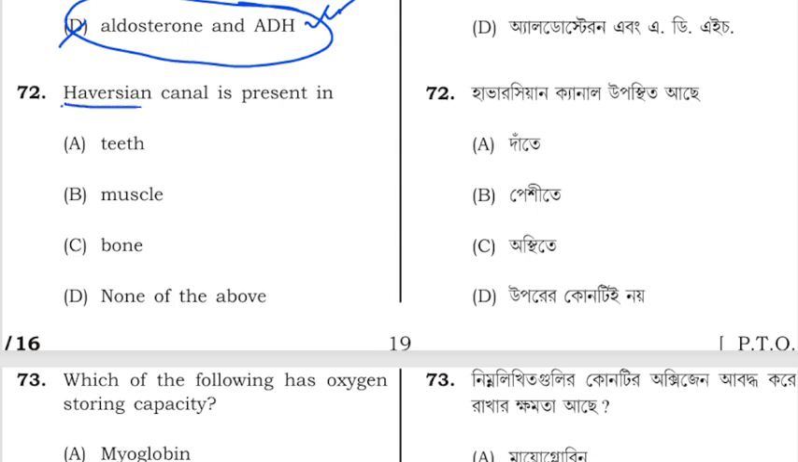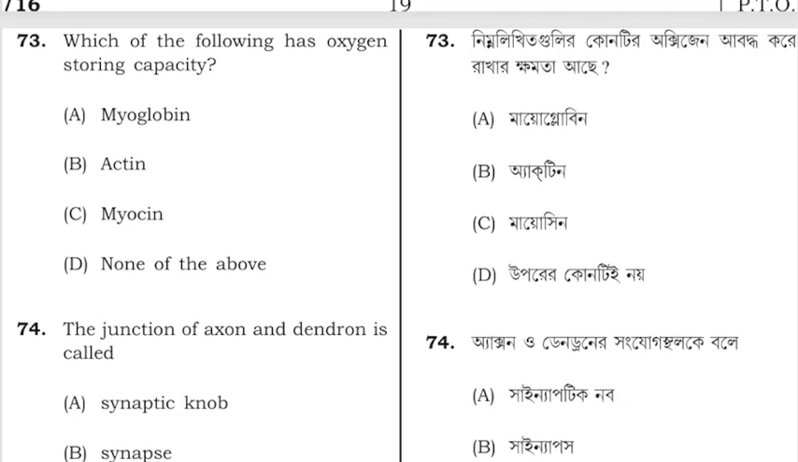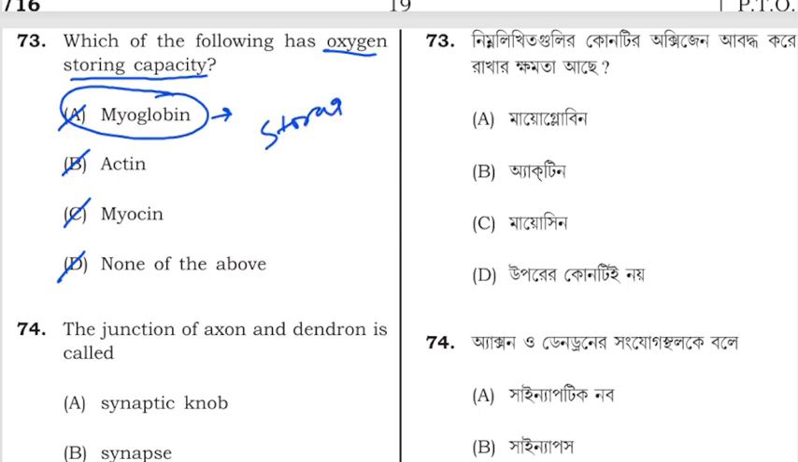Next question is, Haversian canal is present in teeth, muscle, bone or none of the above. This Haversian canal is present in bone. C is correct. Next question is, which of the following has oxygen storing capacity? A is myoglobin, B is actin, C is myosin, D is none of the above. So myoglobin has the oxygen storing capacity, storage of oxygen.